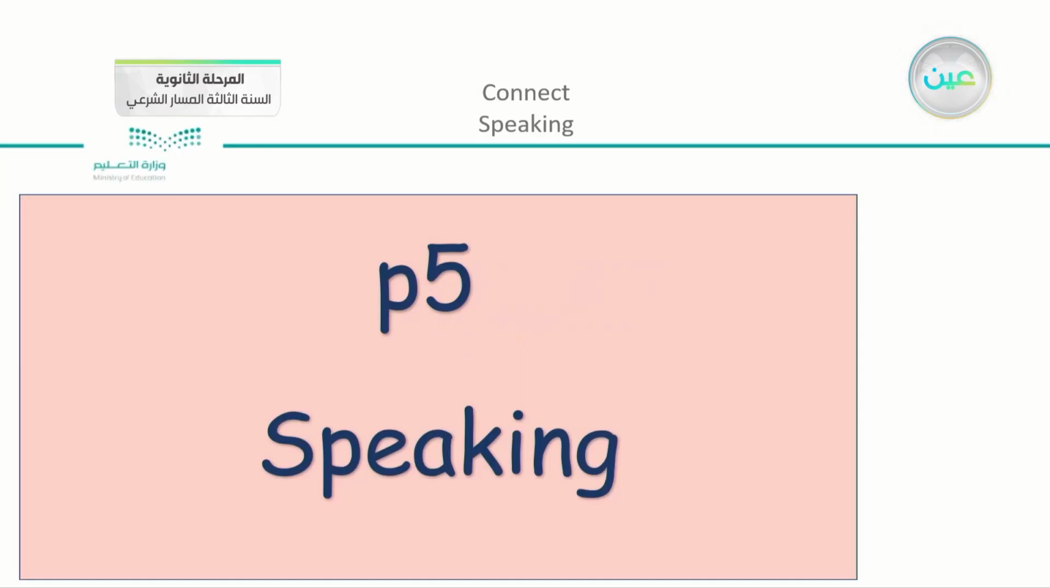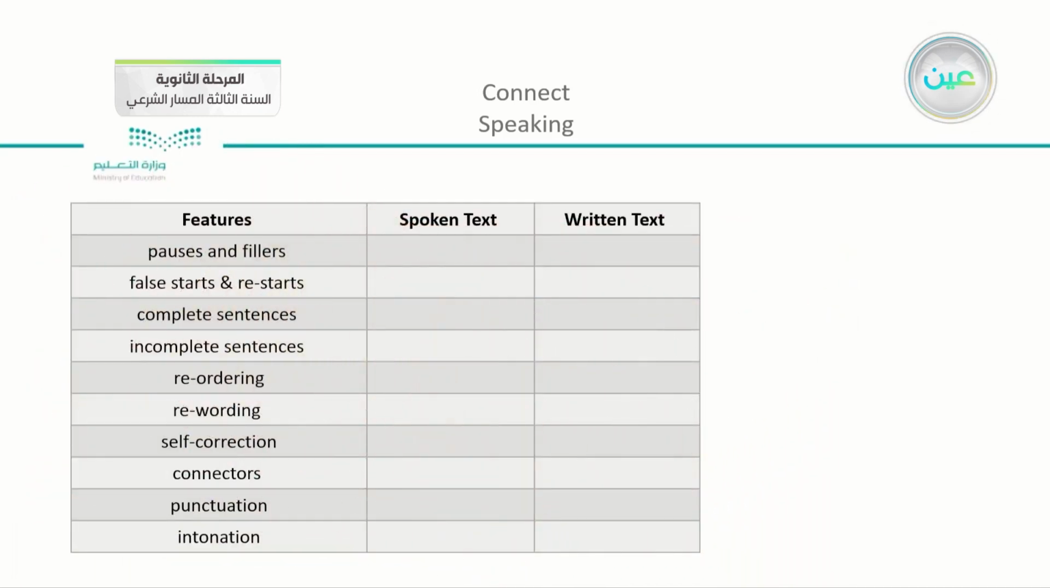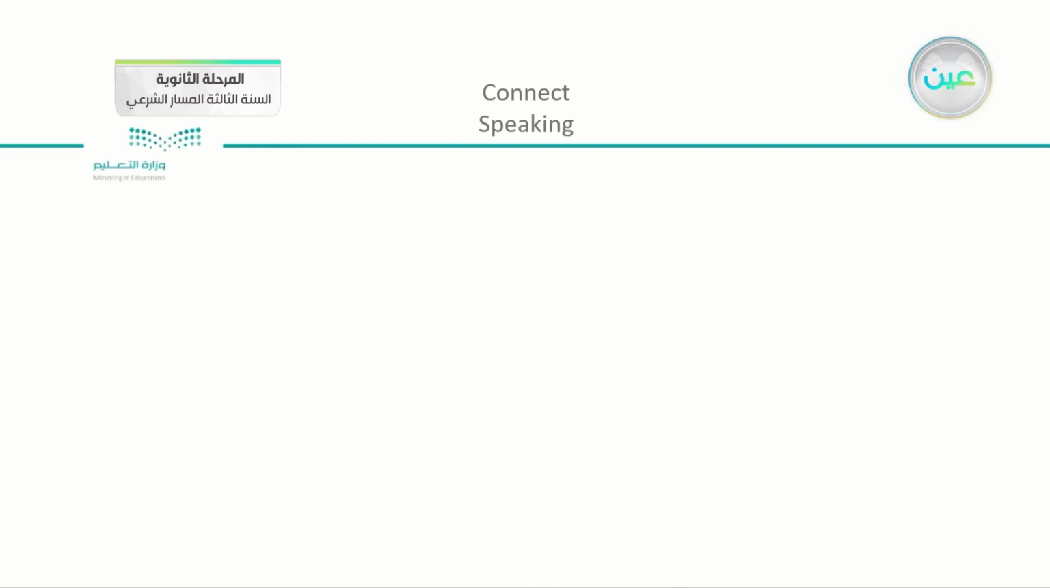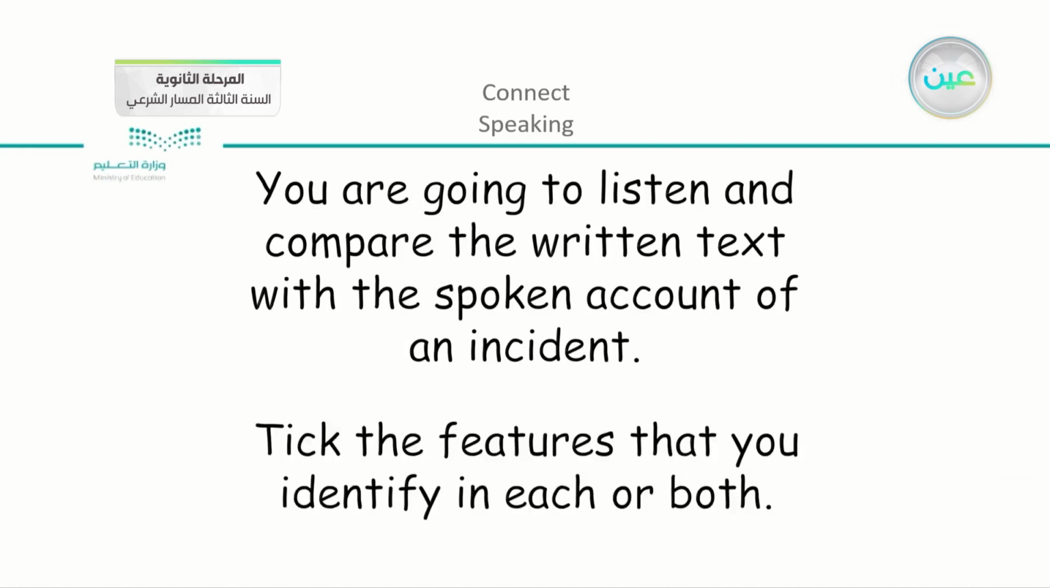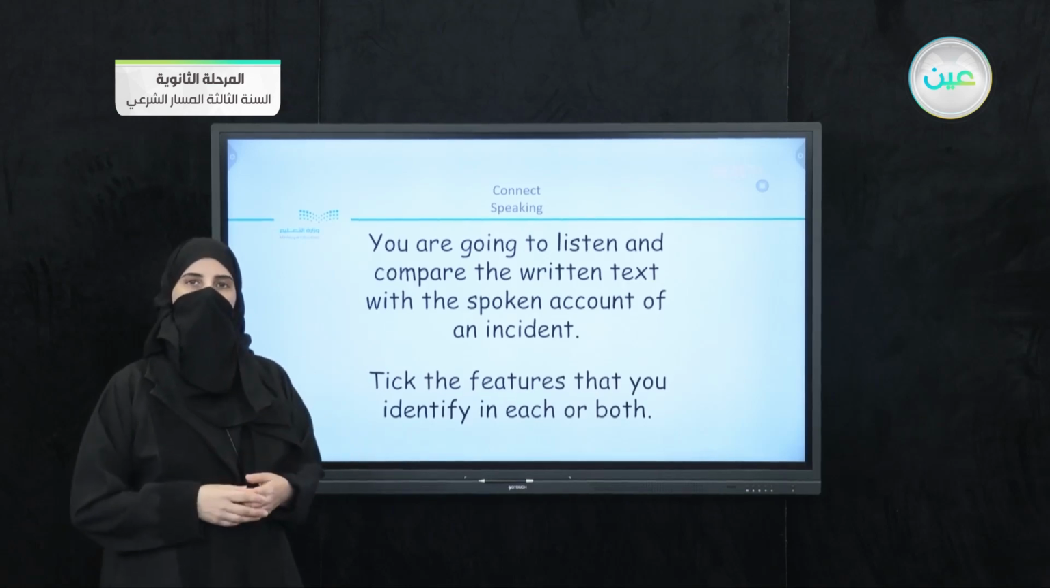Now you do have your speaking table on page number 5, just to remind you. We're going to start with the table. Now you are going to listen and compare the written text with the spoken account of an incident. Now, an incident is a kind of story. Tick the features that you identify in each or both. Now, I left for you the table just to read and try to understand by yourself what are the things that we have in the table, and try to see what you understand from the features and tick. Are they spoken or written? And we will do them again at the end of the lesson.